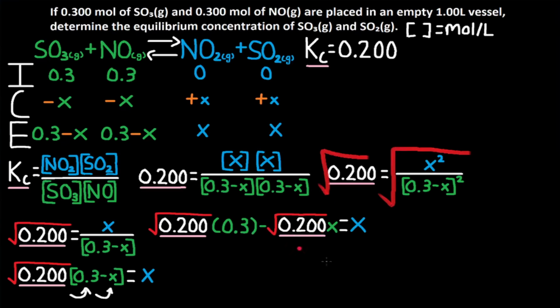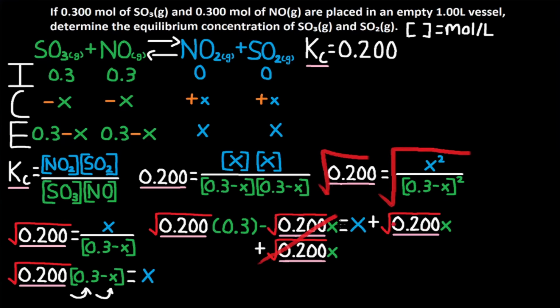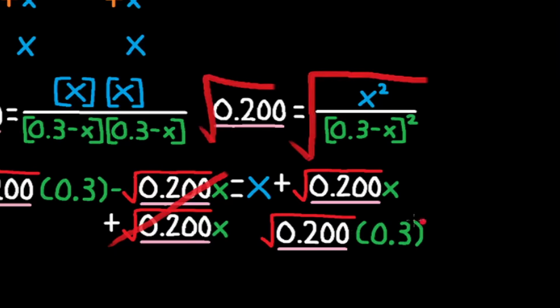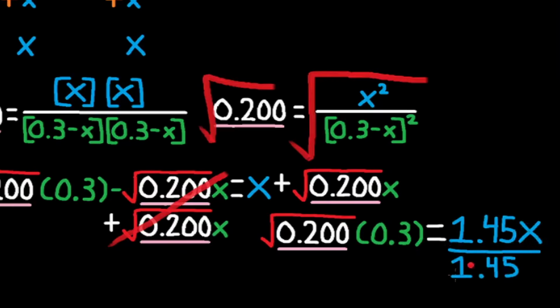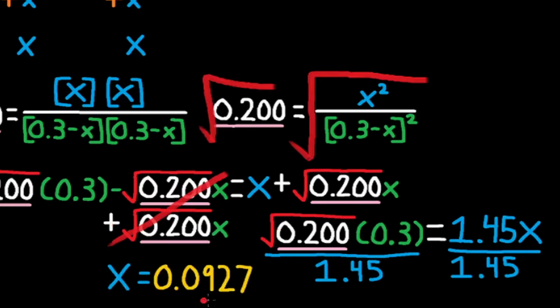Now we want to move x to the other side, so what we have to do is add the square root of 0.200 x to this side. Whatever we do to one side, we have to do the other, so x plus square root of 0.200 x on this side. Negative square root of 0.200 x plus square root of 0.200 x will just cancel out. After doing that, we get the square root of 0.200 multiplied by 0.3 is equal to x plus square root of 0.200 x, in which we can combine like terms and get 1.45x rounded. To isolate x, we need to divide this by 1.45. We need to divide the other side by 1.45. And using your calculator and calculating this out, you will get an x value of 0.0927.